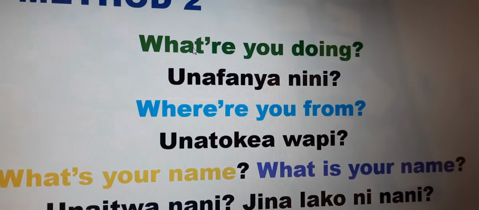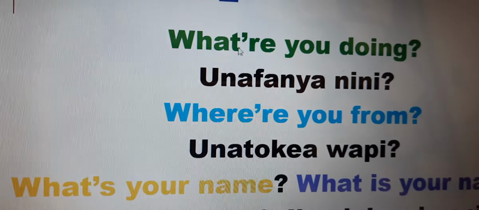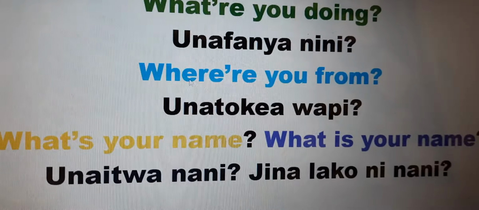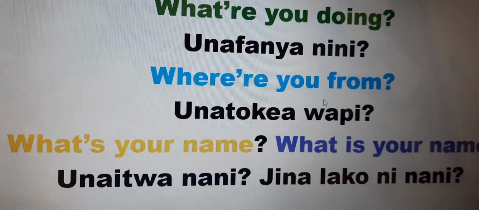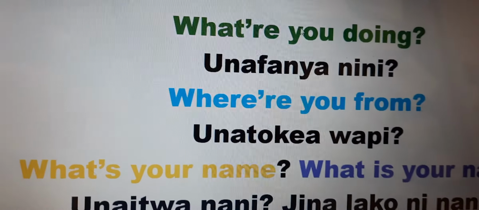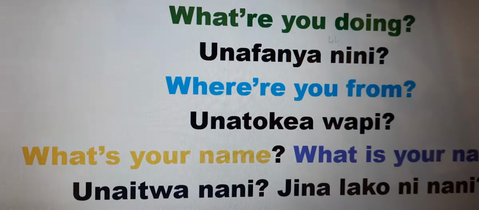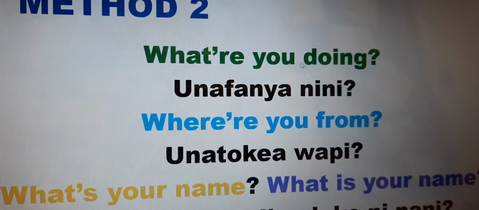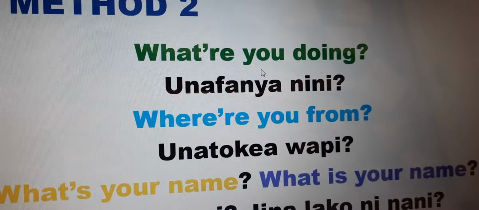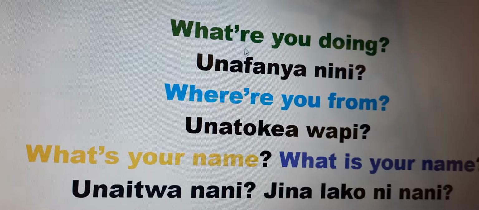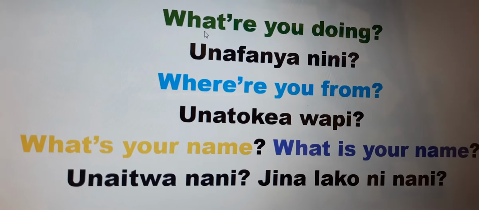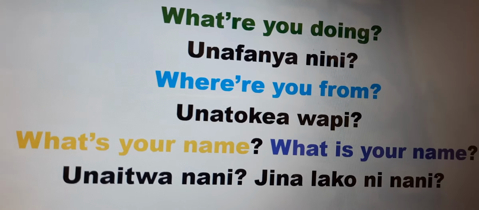Method number two. Swali ni lile lile. Ila, umeona jinsi nimetofautisha kwa maandishi. What are you doing? Where are you from? What are you doing? Where are you from? What are you doing? Huku au nani wengine ambao ni Kiingereza cha mtaani wanasema what you doing. Ila hiki ni Kiingereza cha shuleni kwa hiyo itabidi tuwe professional kidogo.